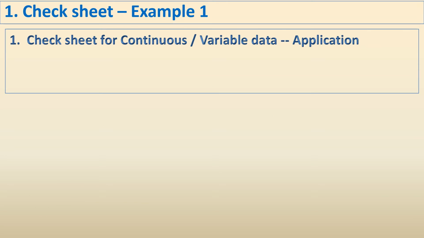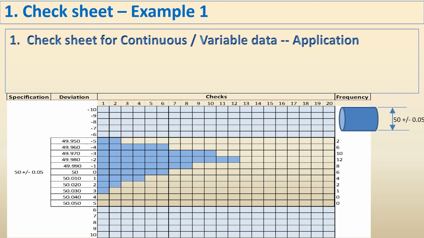Let's study check sheet example 1. The first type we are going to study is the check sheet for continuous or variable data. What is meant by variable or continuous data? Variable data is where we have to measure a dimension, like in the given example, a round bar whose dimension is 50 mm plus minus 0.05 mm. If you ask our operator to inspect this bar for 50 mm, a check sheet is a very simple method to collect the data.